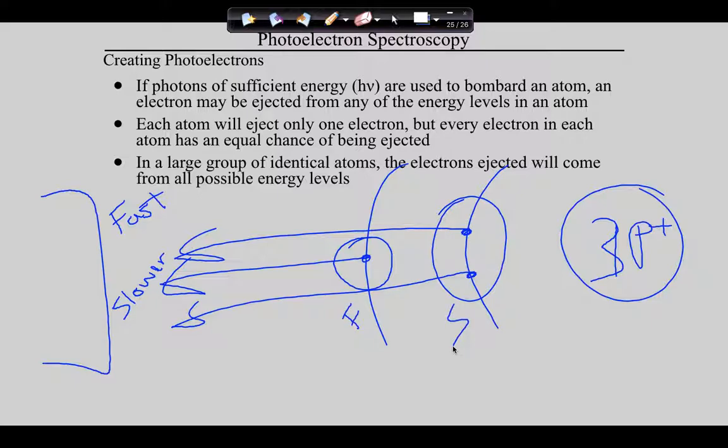But, and guys, don't miss this, will you have the same number of electrons? No. You will have twice as many slow ones as fast ones. Don't miss this. You'll get twice as many slow ones as fast ones because there's twice as many of these electrons as those. Okay? All right.